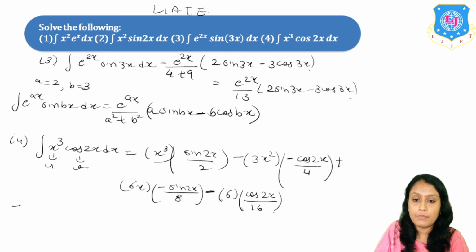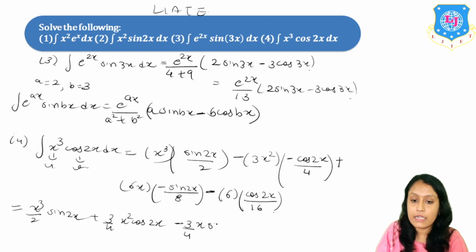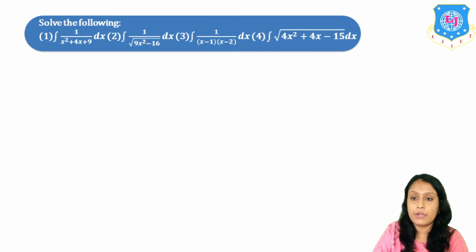Right? Now just simplify this. So this is x cube upon 2 sine 2x. Okay? This minus and minus plus. So this is plus 3 upon 4 x square cos 2x. This is minus. Now here we have 3 and here 4, this x and sine 2x. This minus sign. So here 3 and here 8, and you will get cos 2x plus c. It's the answer. Now let's solve a few more examples.